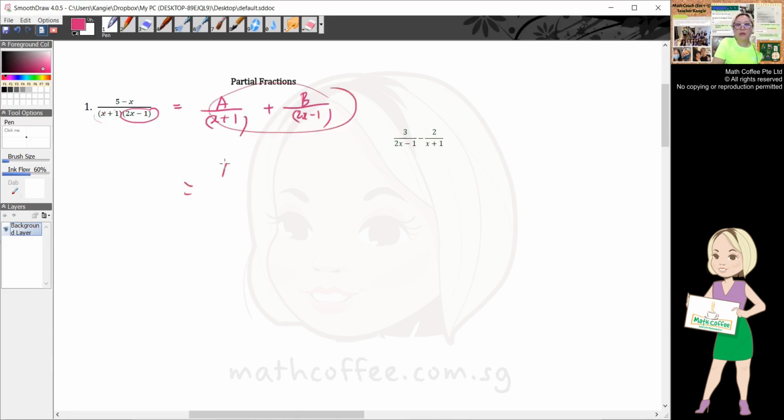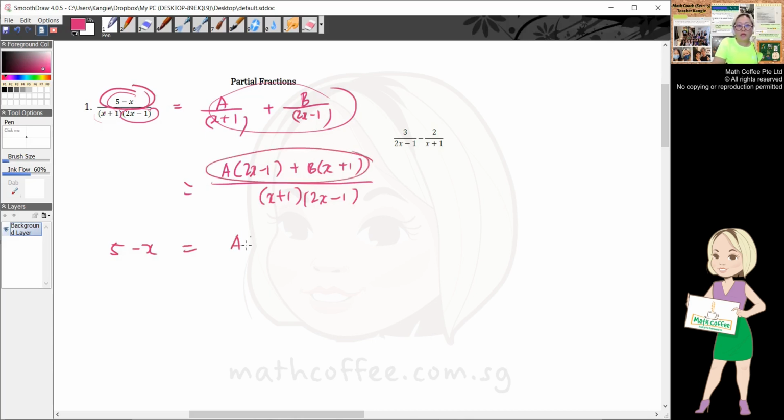What do I do? A must multiply with 2x minus 1. B must multiply with x plus 1. Then my denominator, of course, is x plus 1 and 2x minus 1. Then by comparing coefficient, you say, so 5 minus x, which is the top one, is equal to A(2x minus 1) plus B(x plus 1). Actually there are two methods. This is an identity. It means the left-hand side is exactly the same as the right-hand side.